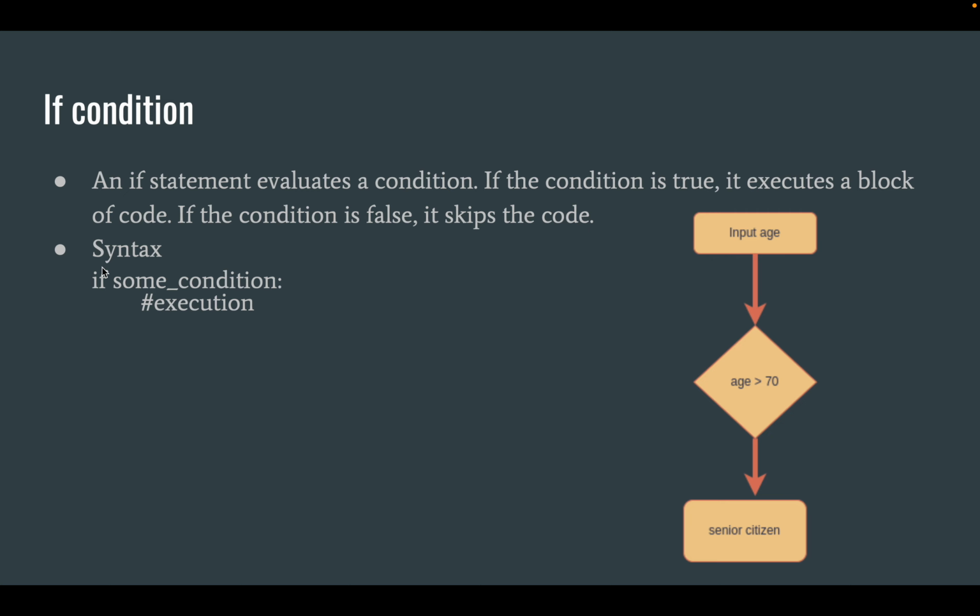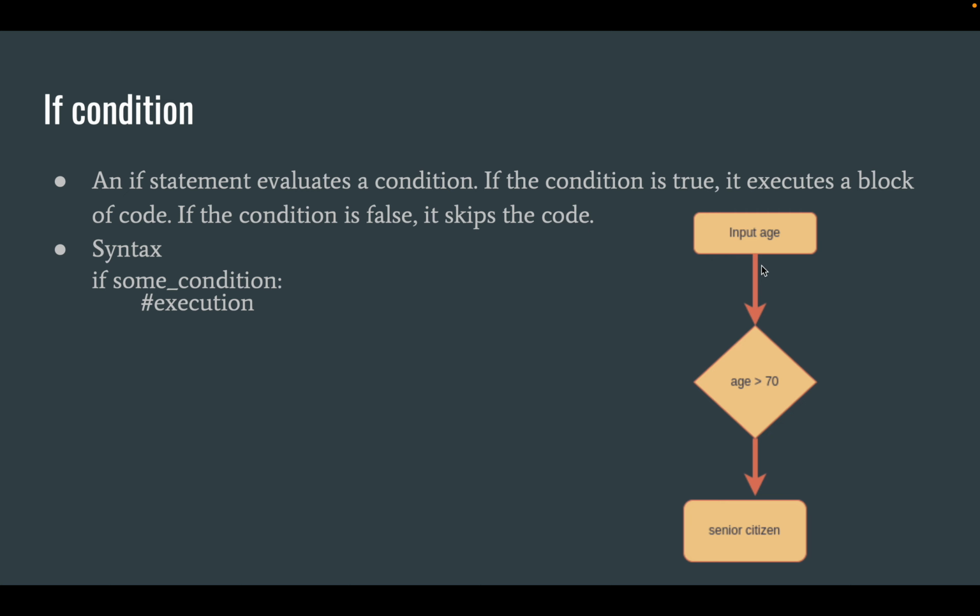So the syntax is, see this syntax: if, that is a keyword that we are using, then some condition has to be there, and we are adding the colon. After that, in the next line, we are putting some indentation, and then we are writing some code here. Just think about this flow chart.